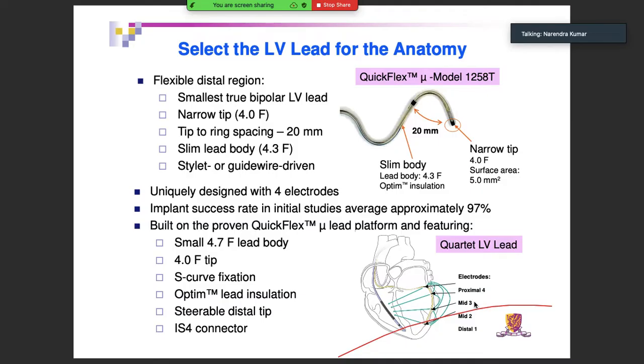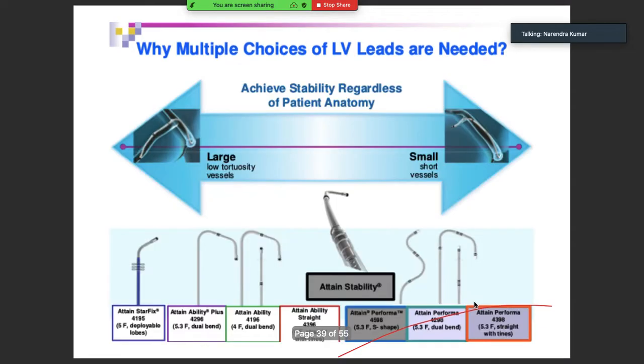It will depend upon, for example, whether you want a steerable distal tip or not. Do you want a guide wire driven stylet? If you want guide wire driven, you will prefer the QuickFlex. However, if you want a steerable distal tip, because sometimes it can be difficult to navigate around, especially in the LV area, then you try to use the Quartet LV lead.